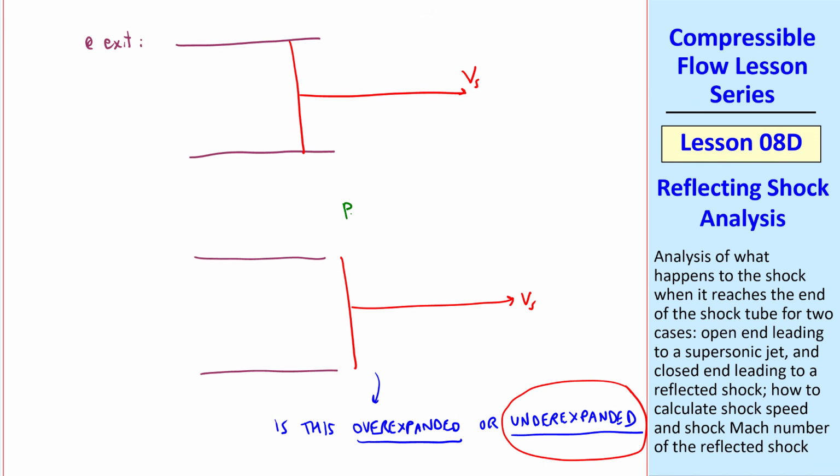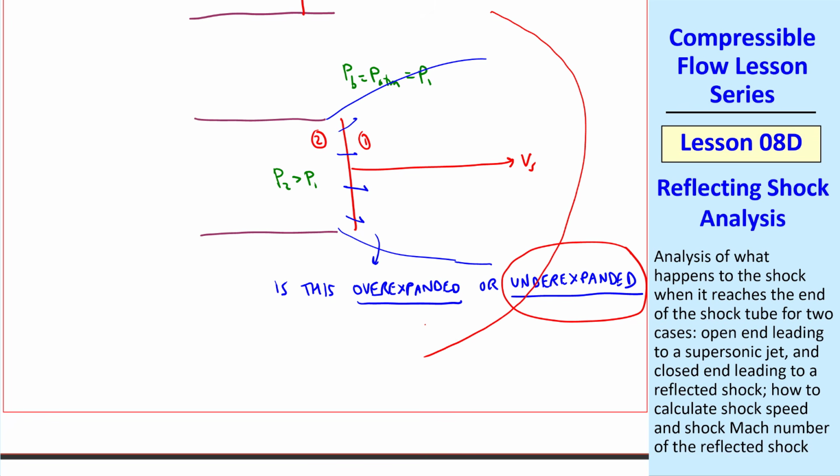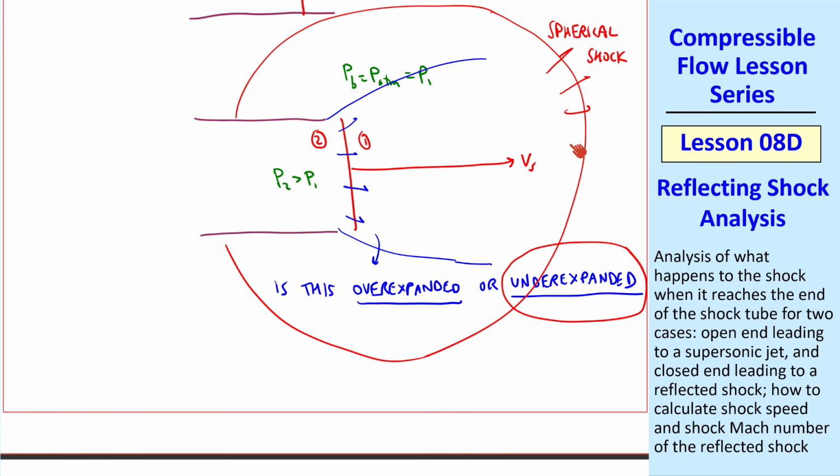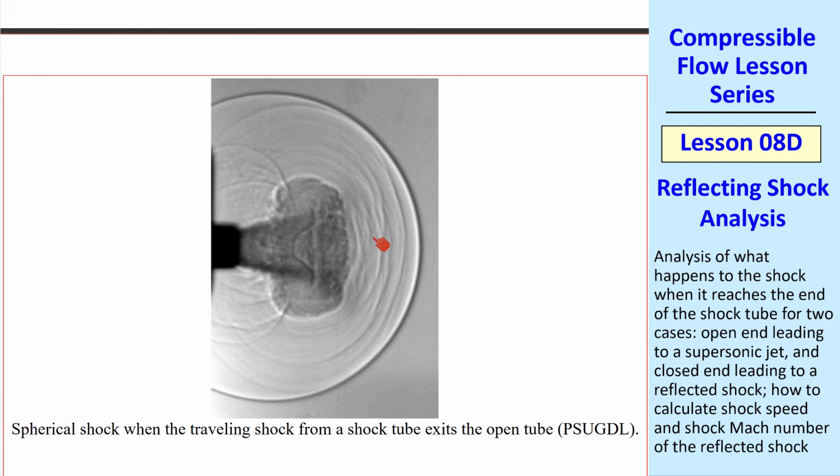Let's think about this. Again, PB is P atmospheric, and that's also equal to P1, where 1 is the location before the shock. But P2 is greater than P1 since we crossed the shock. So the gas coming out here has a higher pressure than the back pressure. And if you recall, we called that underexpanded. The jet will flare out something like this, as we've discussed previously, and the shock itself will eventually morph into a spherical shock that expands outward. Here's a picture of this. You can see a little bit of flare out here, and then the shock has formed into a spherical shock.